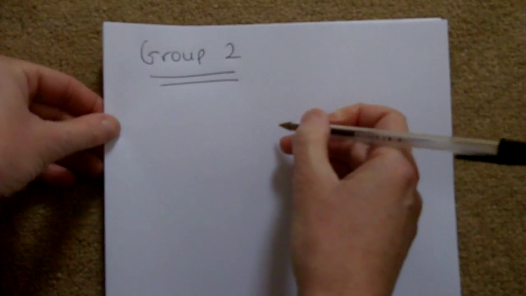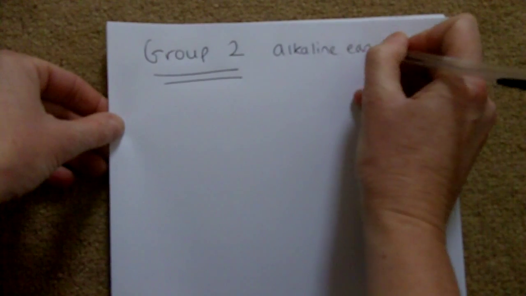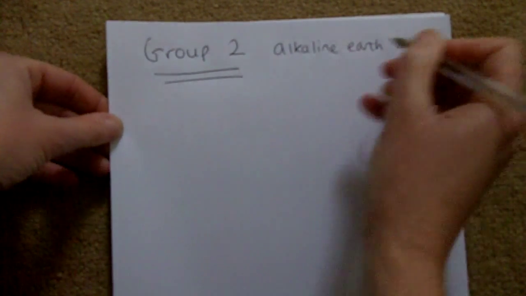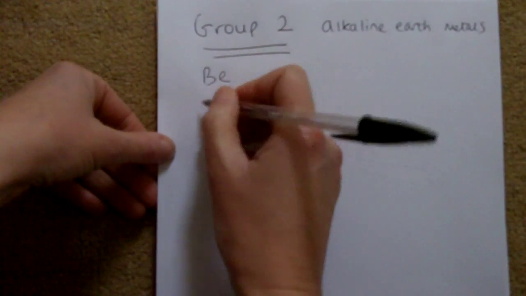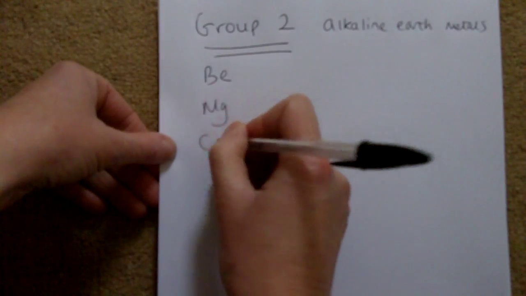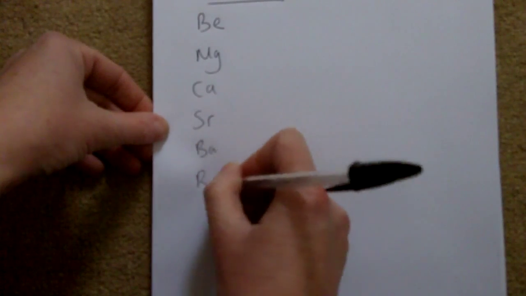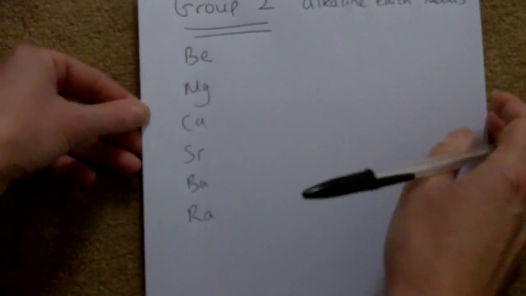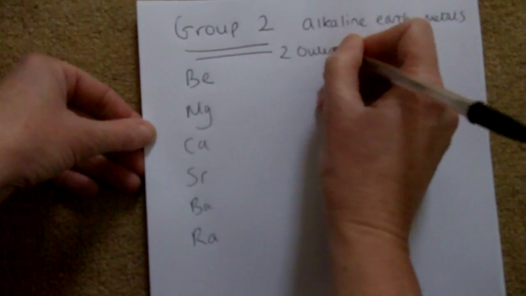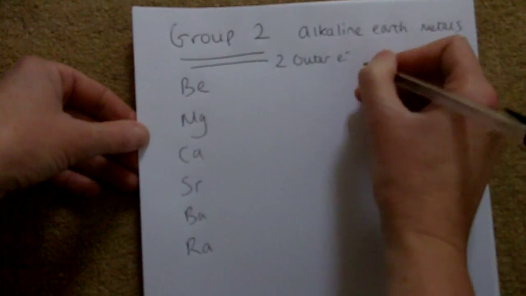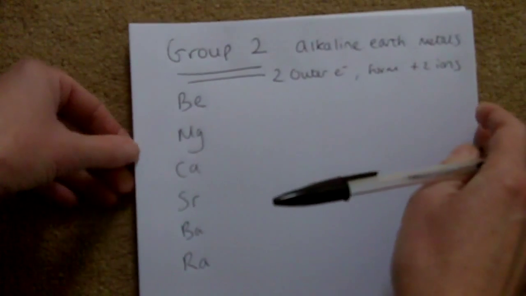Okay, group 2, also known as the alkaline earth metals. The elements in group 2, at the top of group 2, you've got beryllium, then magnesium, then calcium, then strontium, then barium, then radium. Now they're all group 2, so they all have 2 outer electrons, and so they all form +2 ions, because they're all group 2.